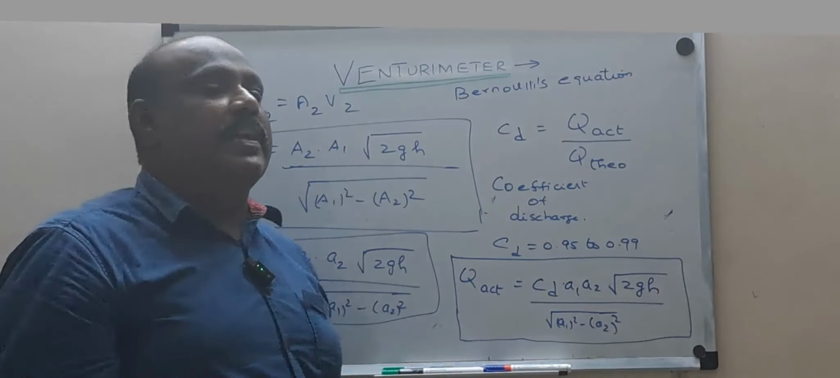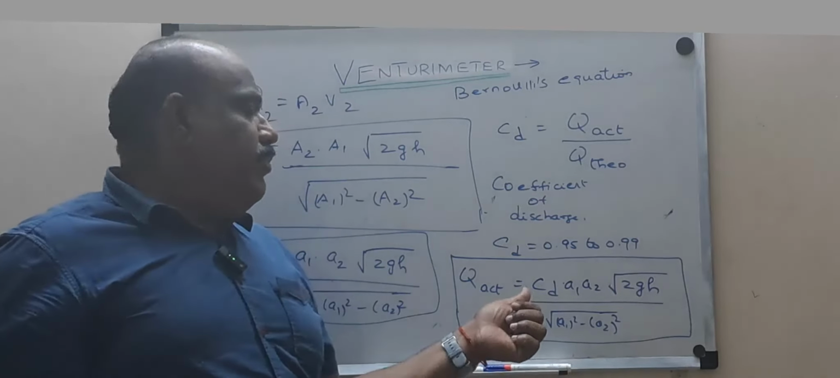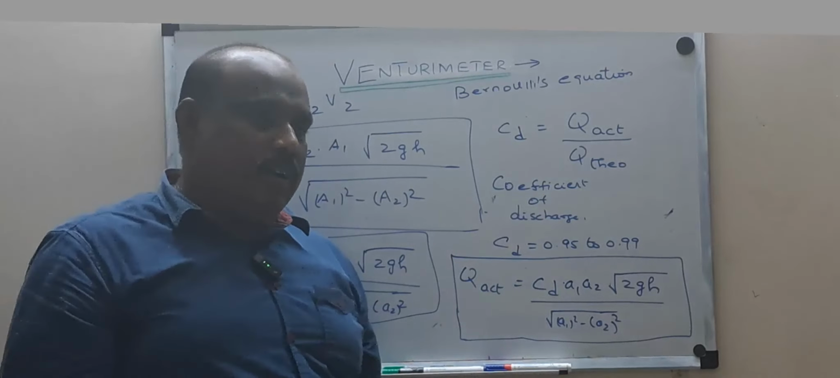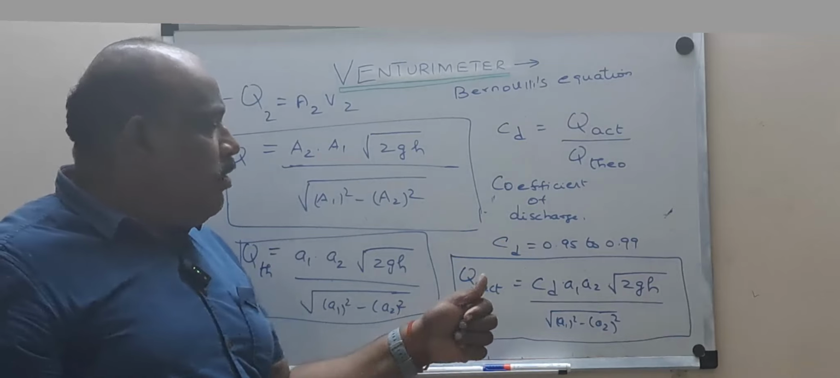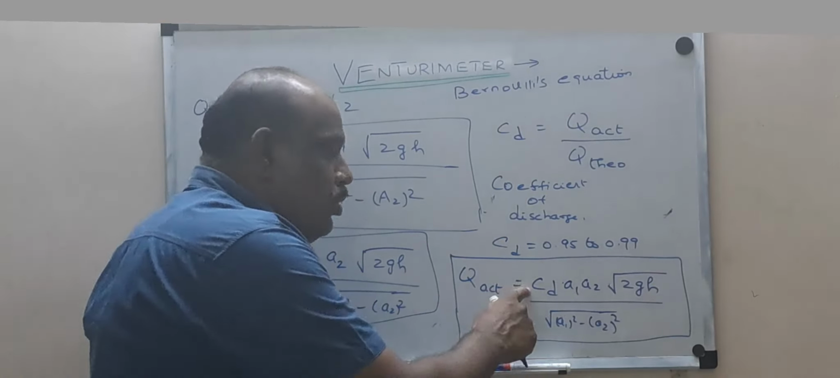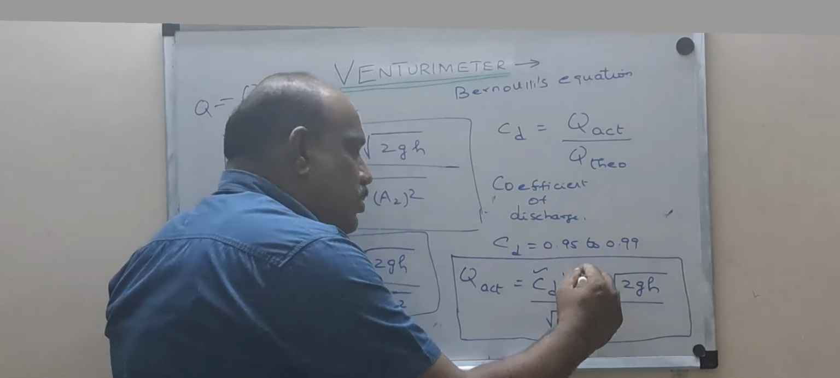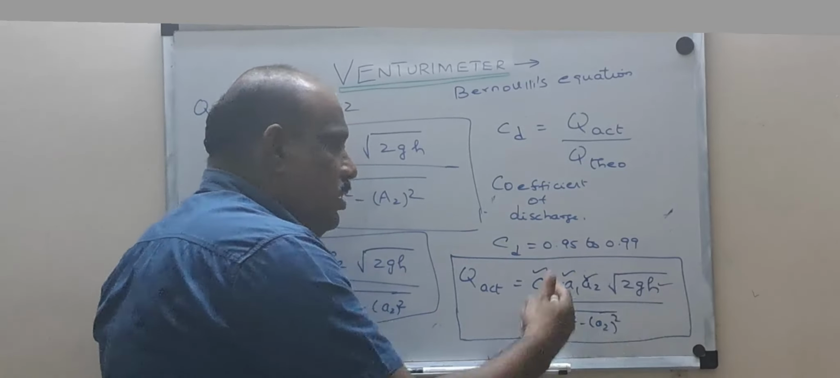So how do you know the value of CD? By doing experiments repeatedly in the lab, we found that the value of CD should range between 0.95 and 0.98 or 0.99. So I hope now all these values are measurable. CD is known, A1 is known, A2 is known, H is known.